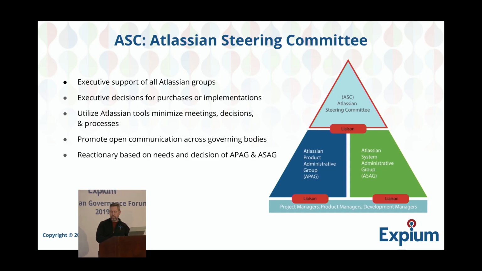The more we can do that, the more our governance process and our governance policies and our governance structure is going to be dictated from the ground up, not from the top down.